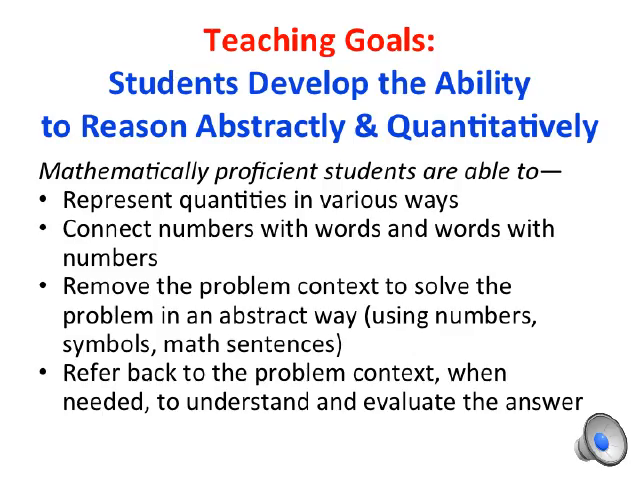In conjunction with mathematical practice 2, mathematically proficient students are able to represent quantities in various ways, using words, numbers, pictures, etc. They're able to connect numbers with words and words with numbers. They can represent a context using numbers, symbols, diagrams, concrete manipulatives, math sentences. Refer back to the problem's context when needed. They can understand and evaluate the answer. We will discuss each of these in more detail, slides to follow.